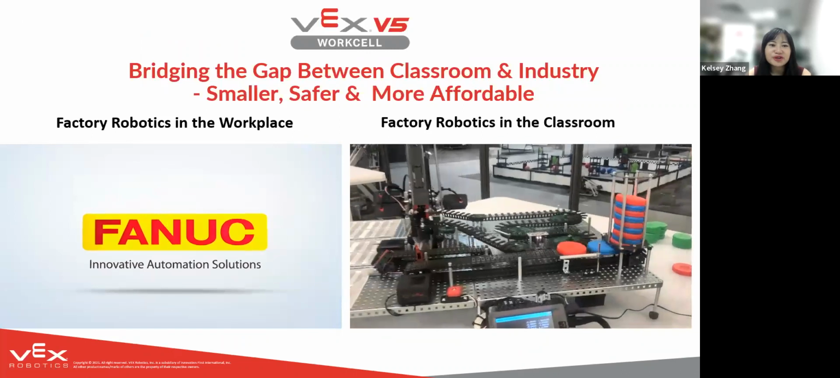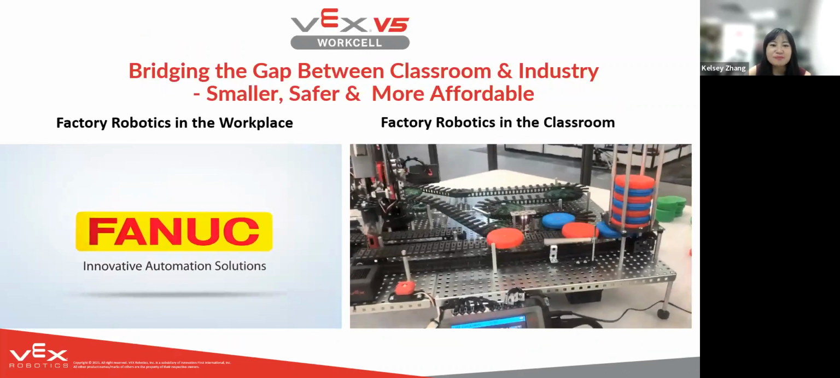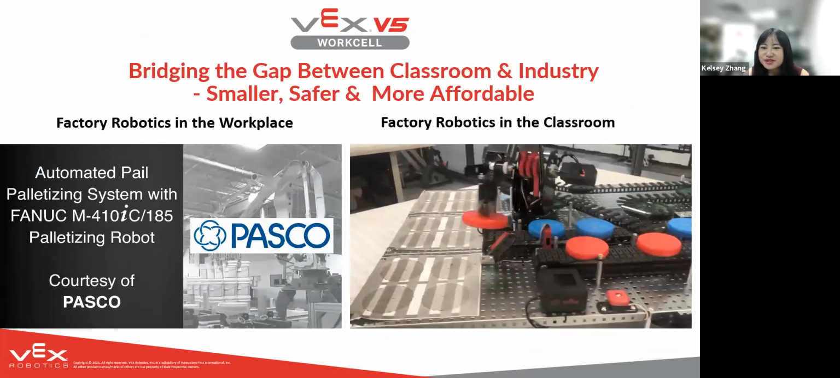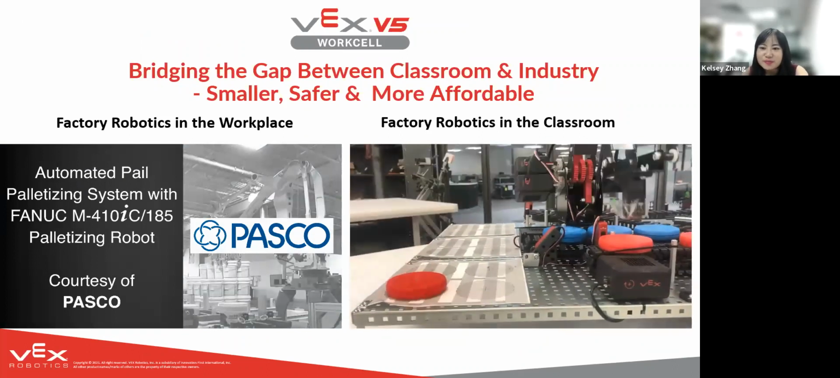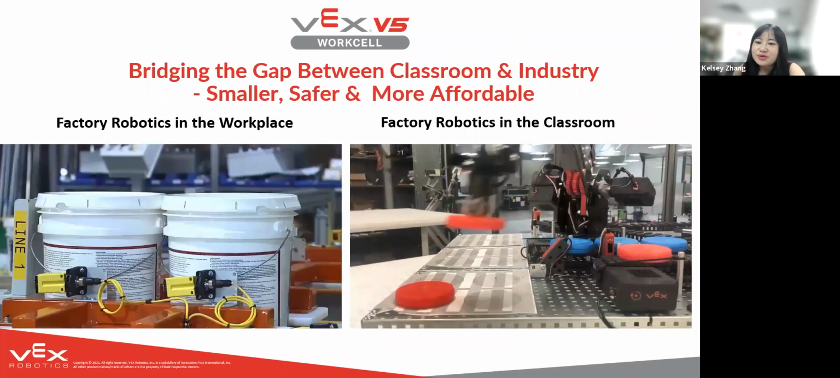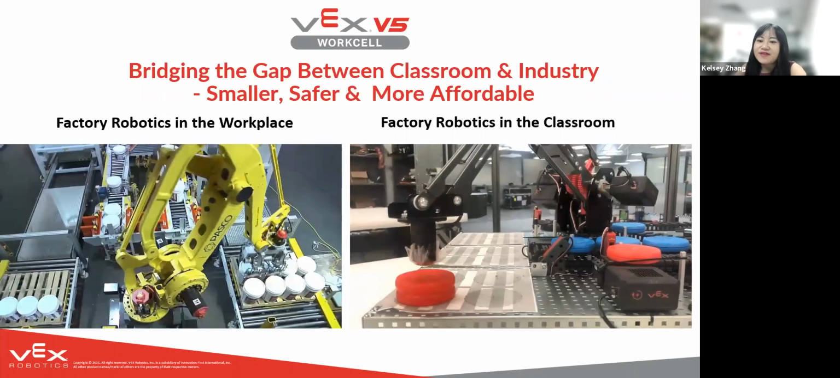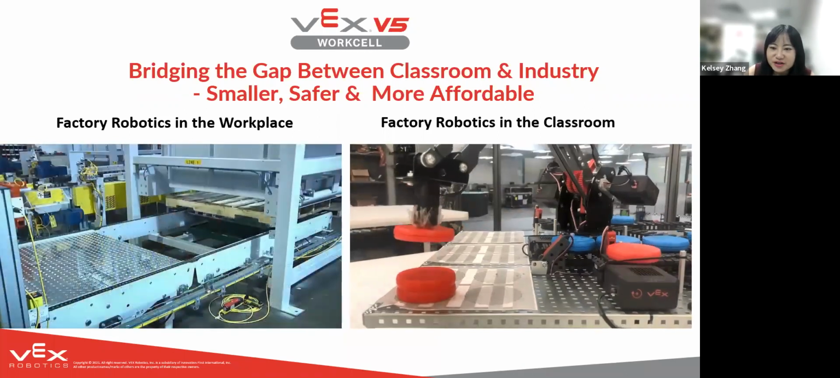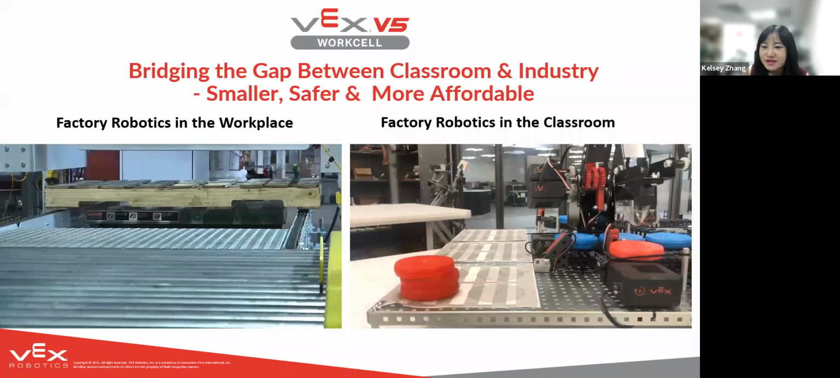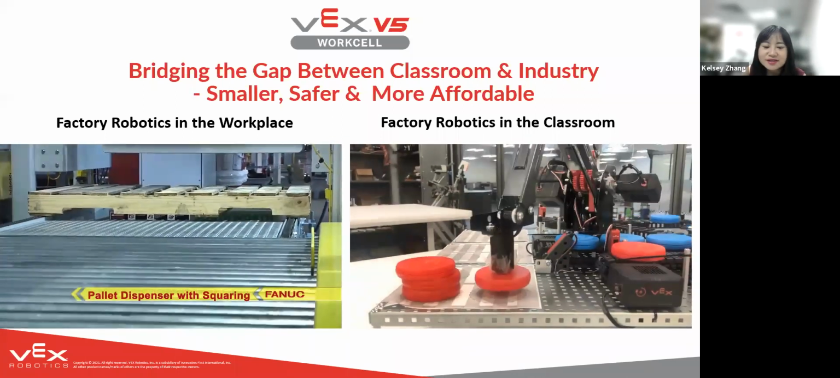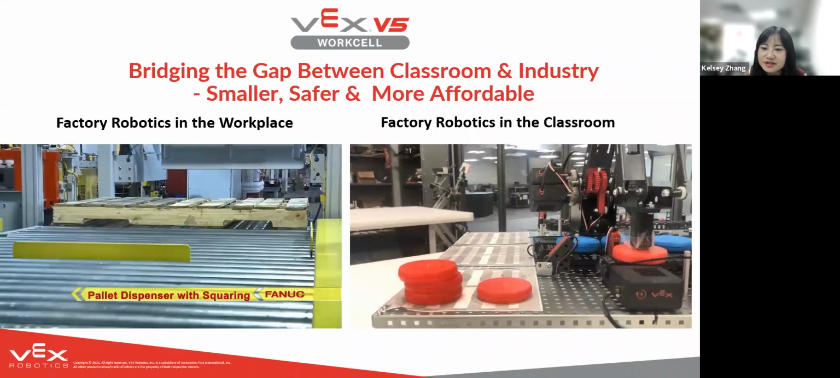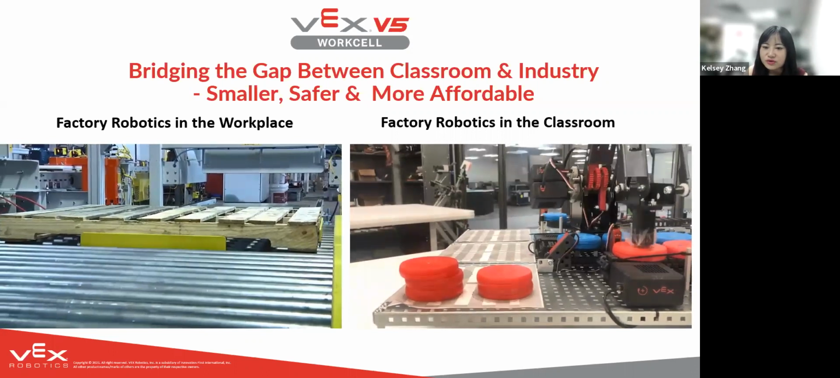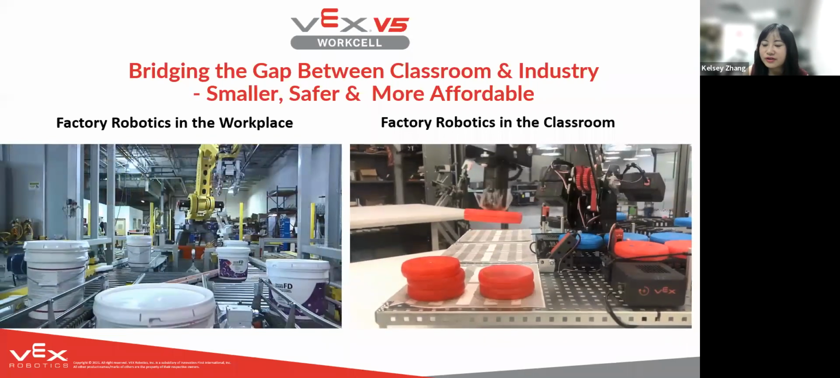What I wanted to share with you here is how WorkCell can bridge the gap between classroom and industrial-level robots. We have 2 videos here. The one on the left is factory robotics in the workplace. In this video, you can see a real-life 5-axis robotic arm for automatic palletizing, packaging, and sorting in factories. Compared with the VEX WorkCell, it's more complex, but the basic principle is the same.